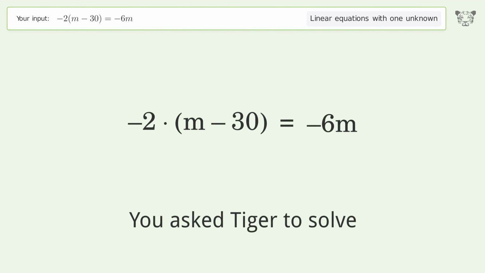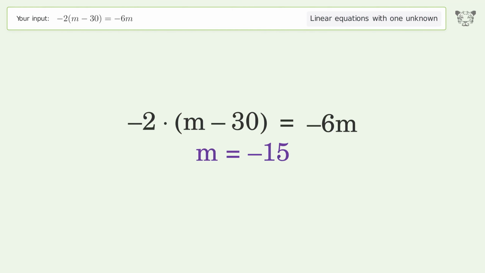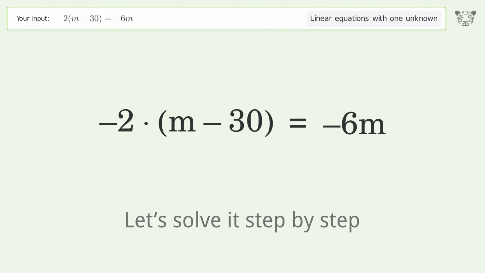You ask Tiger to solve. This deals with linear equations with one unknown. The final result is m equals -15. Let's solve it step by step.